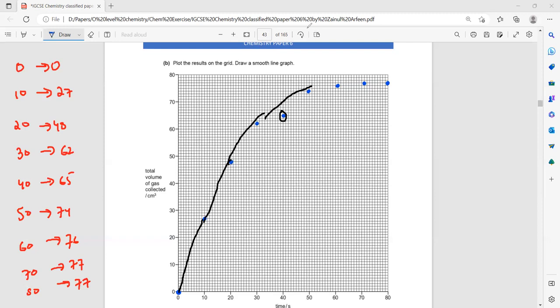as it appears not in the sequence. So we'll ignore that and join the rest of the points. And when you draw the graph, use thin lines to draw this. Is it clear? Yes, sir, clear.